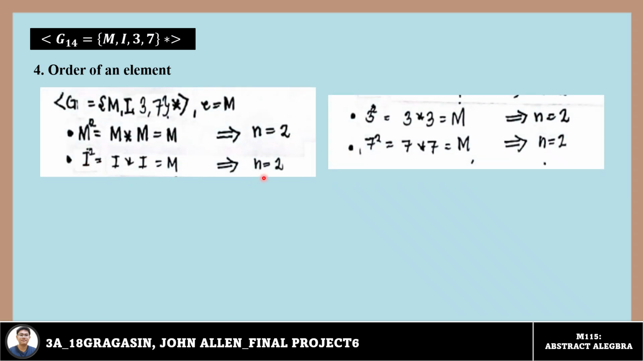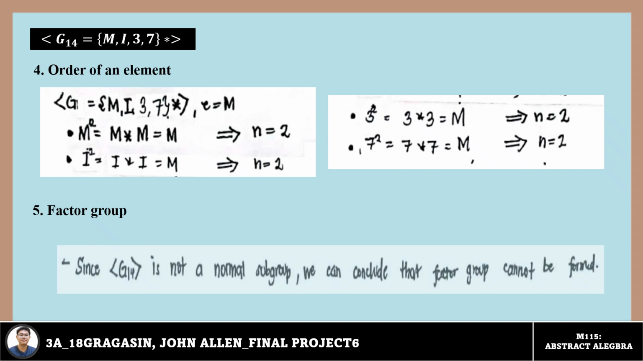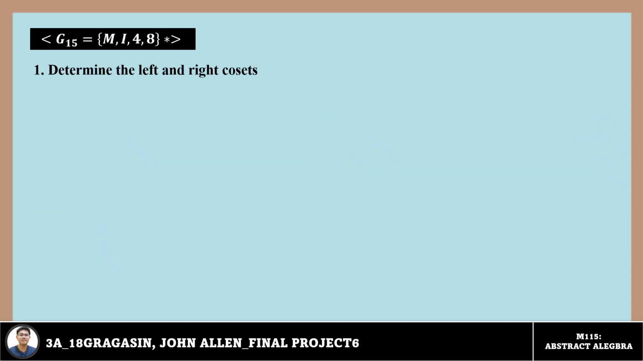And then I, we have 2. And then 3, we have 2. And 7, we have 2. And then for our factor group, since we concluded that it is not a normal subgroup, therefore, factor group cannot be formed or does not exist.